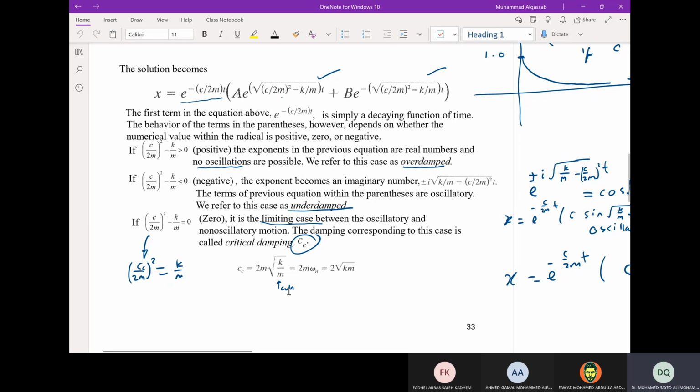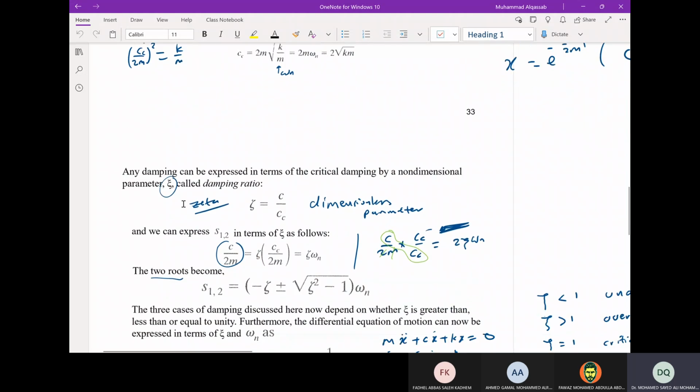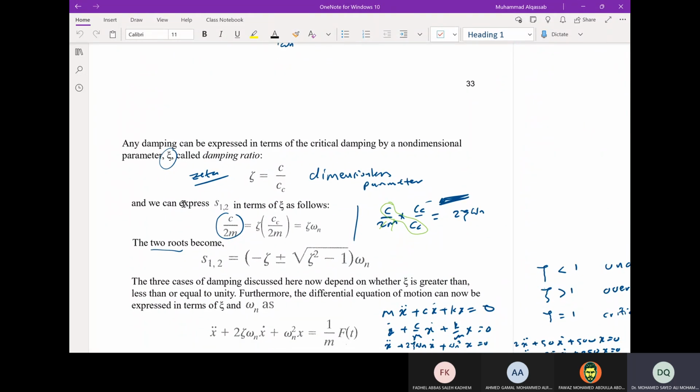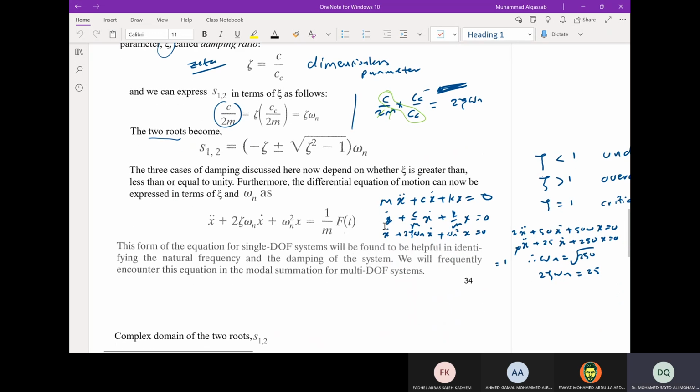overdamped and underdamped, and from which we can find the value that makes the system critically damped. This is an equality, and then you can find the critical damping coefficient. Then we introduce the damping factor, which is zeta. That is the dimensionless parameter c over c_c. And also we can write the roots in terms of zeta.